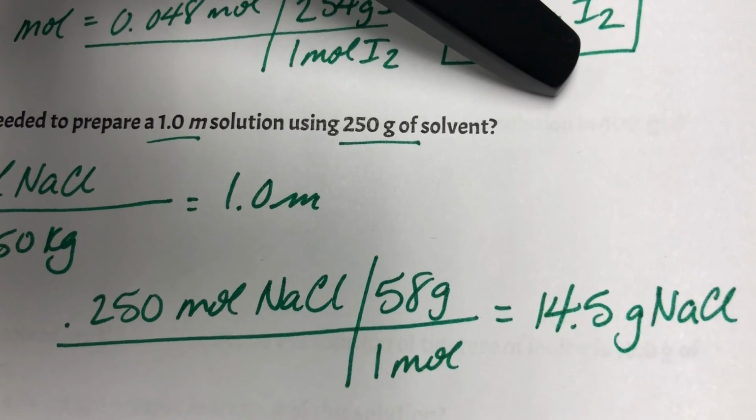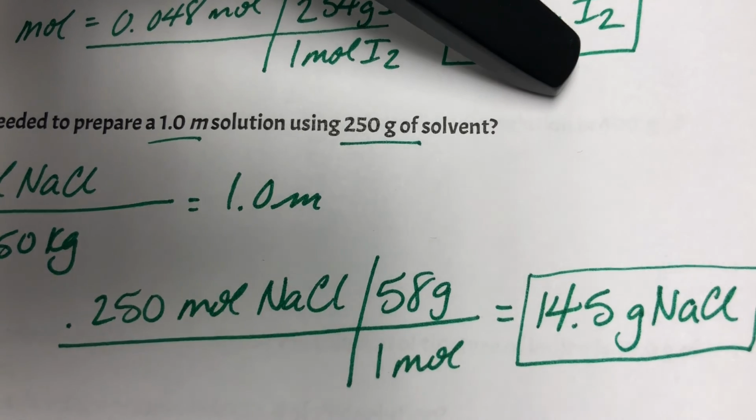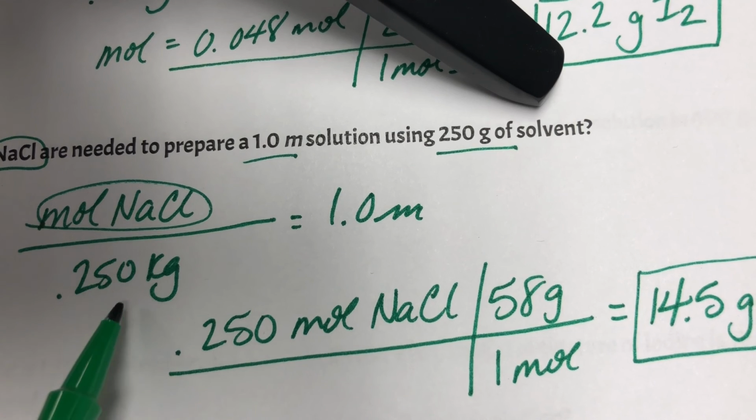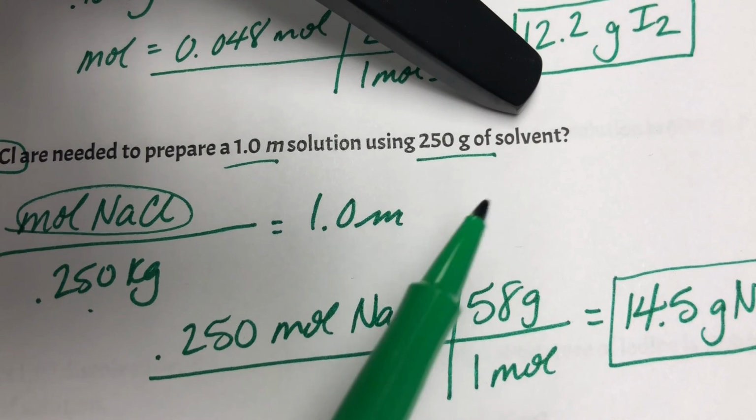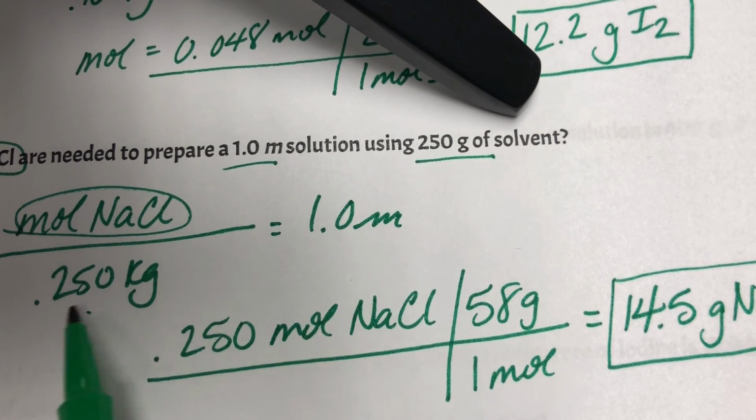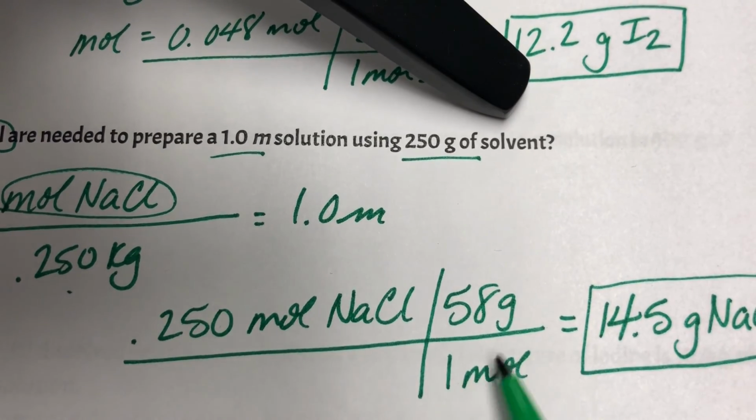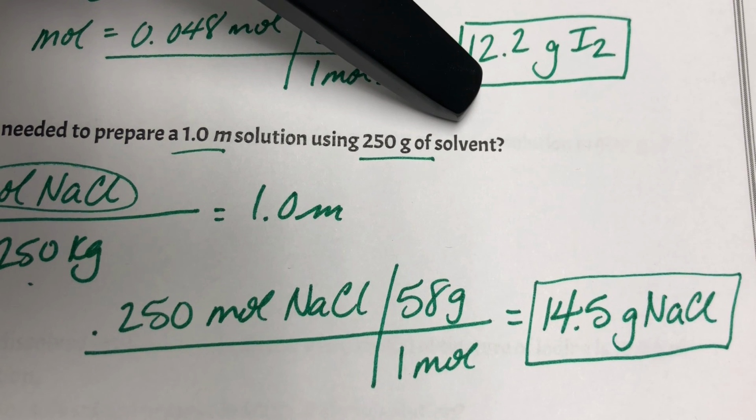I was not on the screen for any of that, so sorry. So that is your final answer. We first had to find the moles of NaCl in 0.25 kilograms of solvent that gives us a 1 molal solution. So 1 times 0.25 is going to be 0.25 moles of sodium chloride, or table salt. And then we converted using molar mass to figure out the mass that I would need.